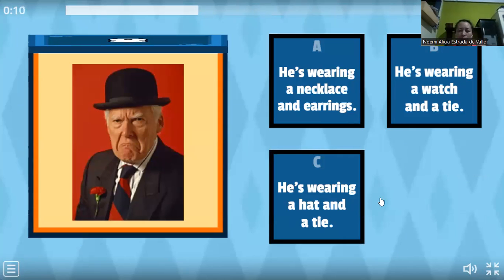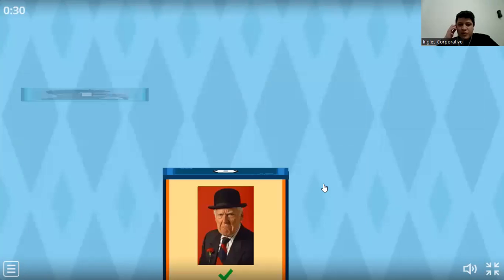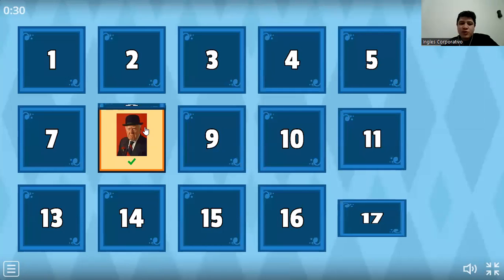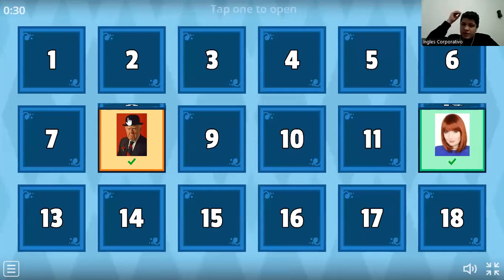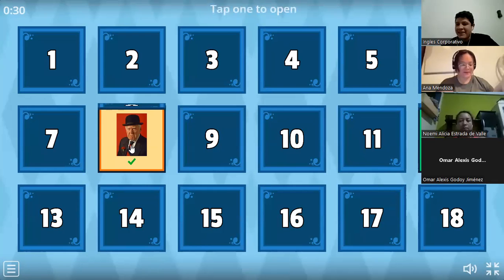He's wearing a hat. C. Yeah, it's this one. It's C, because he's wearing a hat, right? Hat means sombrero, and tie, corbata, okay? So yes, this one. Thank you, Noemi. Now let's see.